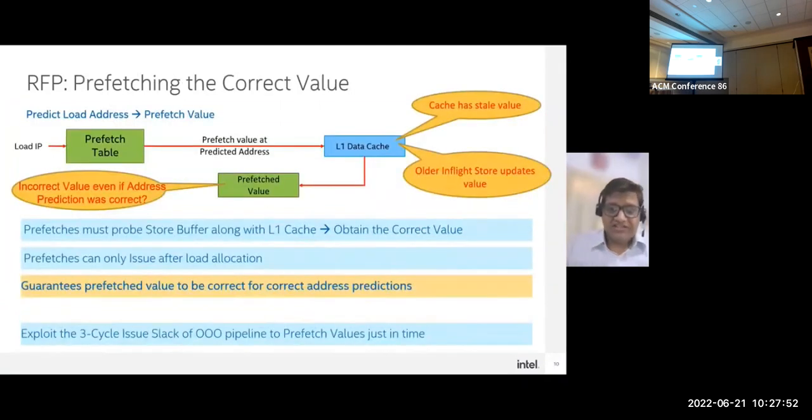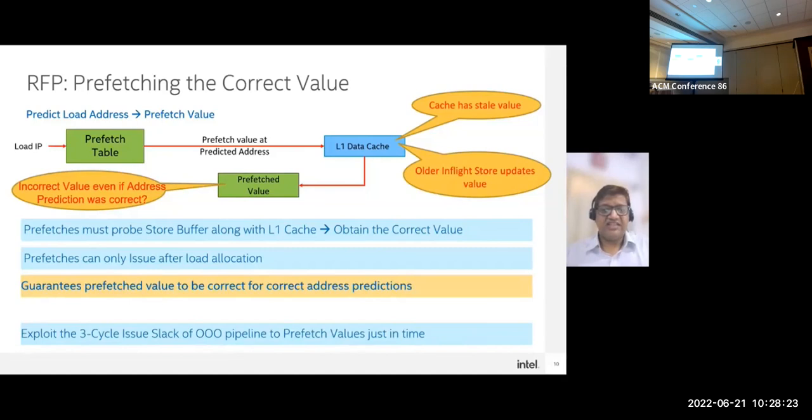Register file prefetching works by predicting the address of demand loads. It launches a prefetch to the L1 data cache. However, the value in the L1 data cache can be stale due to in-flight stores which write to the predicted address. In such cases, the value prefetched from the L1 data cache would not be correct even when the address is correct. Therefore, prefetches must probe the store buffer to locate the correct value.